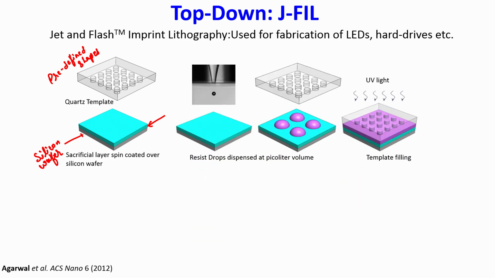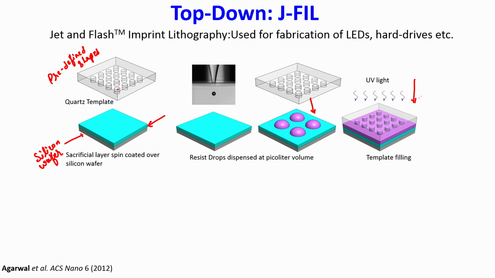Then what you do is you dispense your pre-polymer solution that you want to make these particles out of. You come down with a quartz template. The reason the quartz template is used is that quartz is fairly transparent to UV wavelengths. So, you come down, and due to capillary action, all these cavities that were present in the quartz template will get filled. So, now you essentially have a structure where all these cavities have been filled.